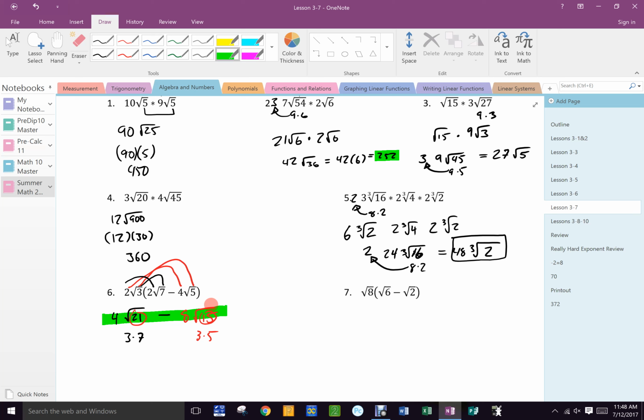You know that you can only add radicals that are the same radicand. So you can't add them because they're different radicands. It's not multiply. And you can't simplify because 3 times 7, there's no pairs. 3 times 5, there's no pairs. So when you can't do anything more, you're done.